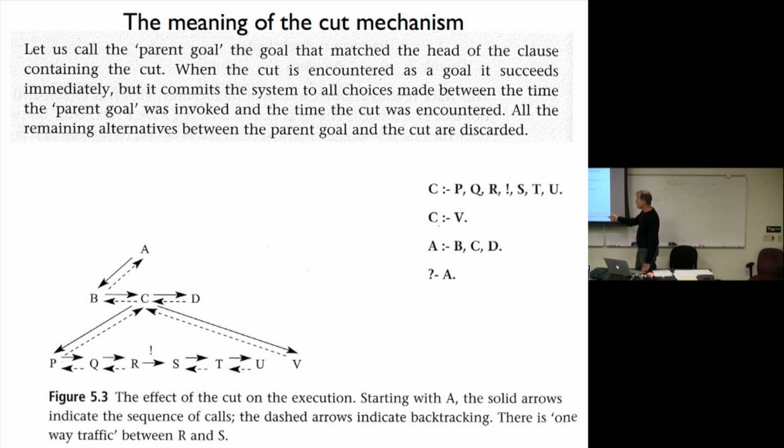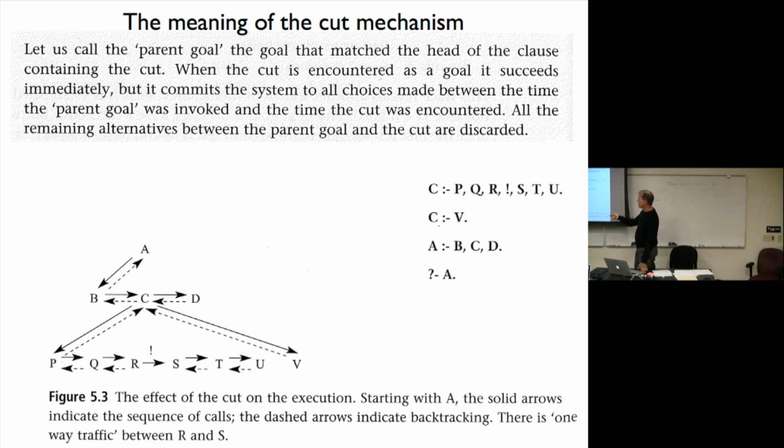So that means that if we ever get to this T, and this T fails, and then we backtrack to this S, and if this S fails, what happens? That's it. That's all she wrote. All right? Is everybody with me? So here, actually, before we go to the next slide.